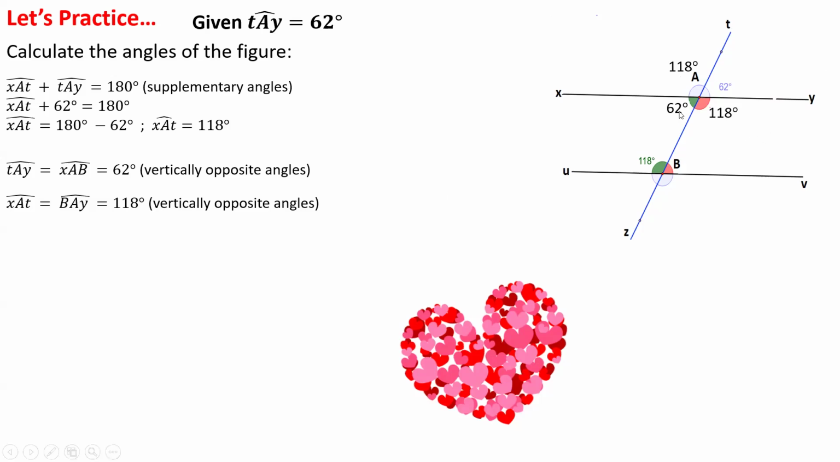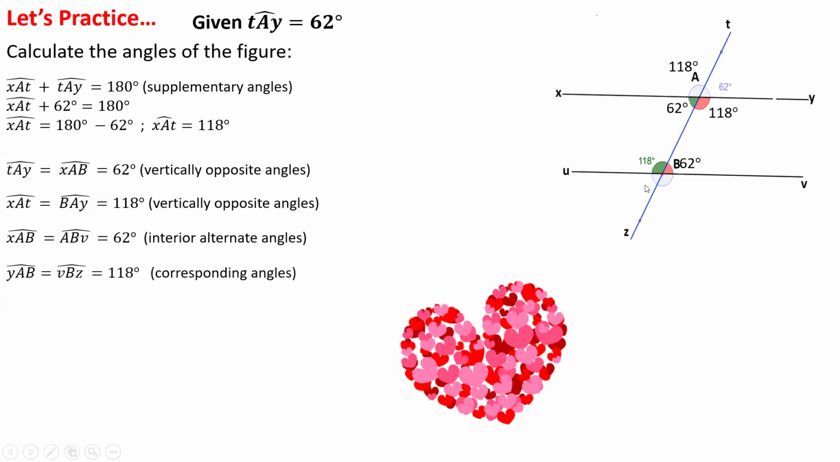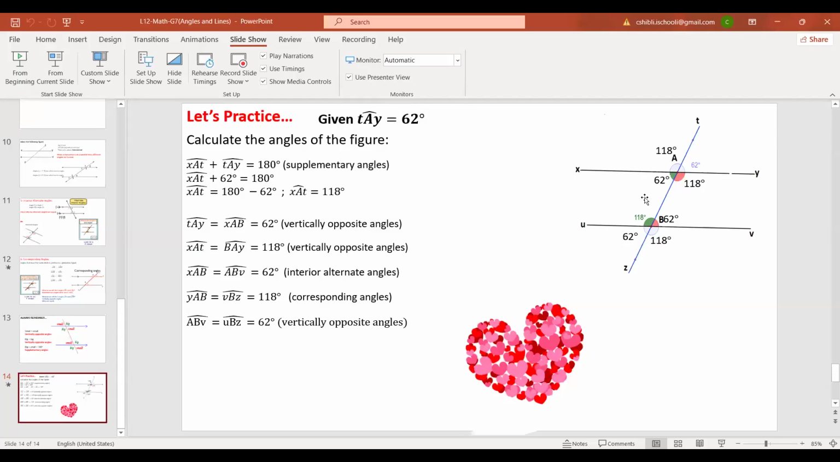Now, this angle inside is equal to this angle. These are interior alternate angles, so this is 62 degrees. Also, this is 118. Also, these two are equal to each other, vertically opposite, and these are equal to each other, vertically opposite angles. This was our lecture for this week.